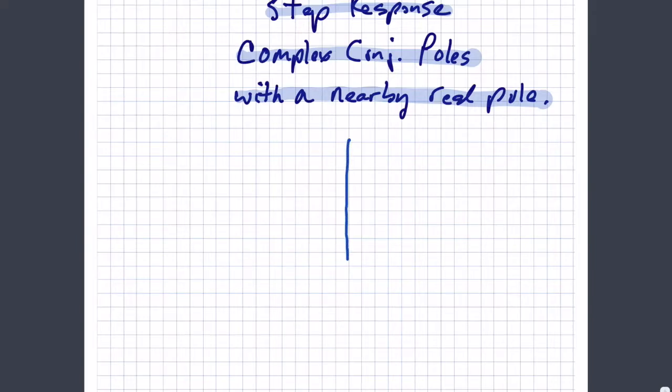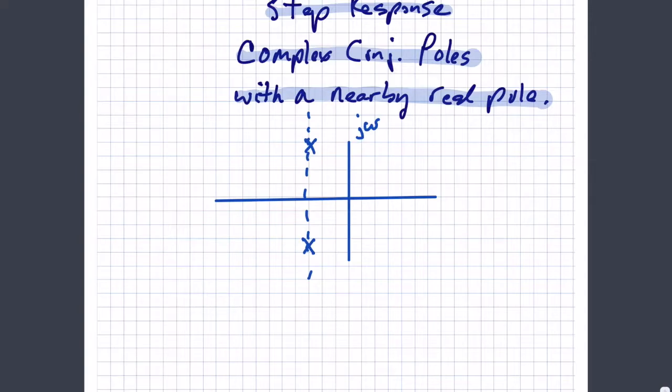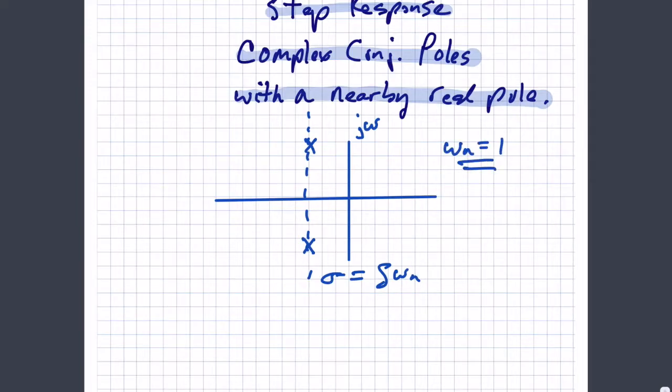I'm going to draw the j omega axis. I'm going to draw the real axis. I'm going to put a pair of complex conjugate poles. And if you'll remember, in our second order model, the real part here is sigma, and sigma is equal to zeta omega n. But we're using normalized frequency here, so we're going to let omega n equal 1. So basically sigma is equal to zeta.